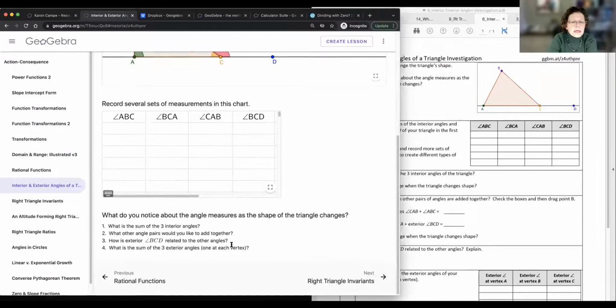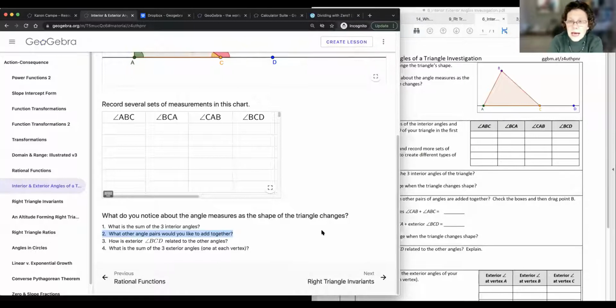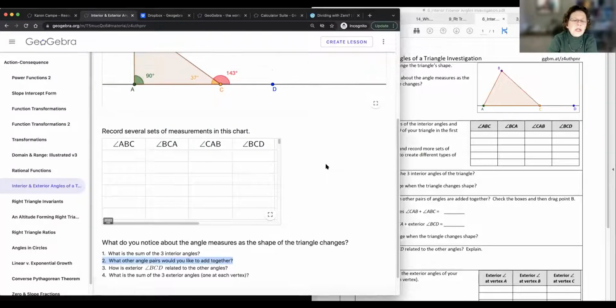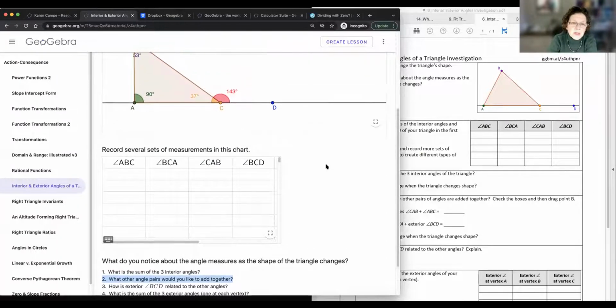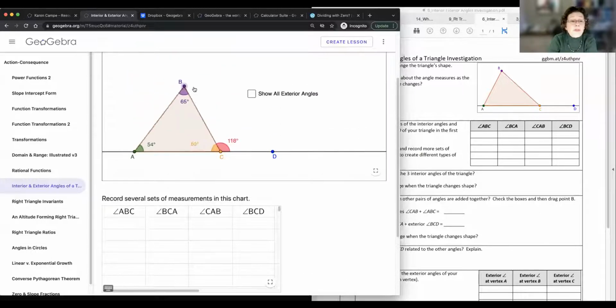But the next question is my favorite question. What other angle pairs would you like to add together? Because I don't want to tell students what to pay attention to. I want them to take a look. And my experience with this is that some students don't know what they want to add together. They've filled up their chart. They don't know what they want to add together.